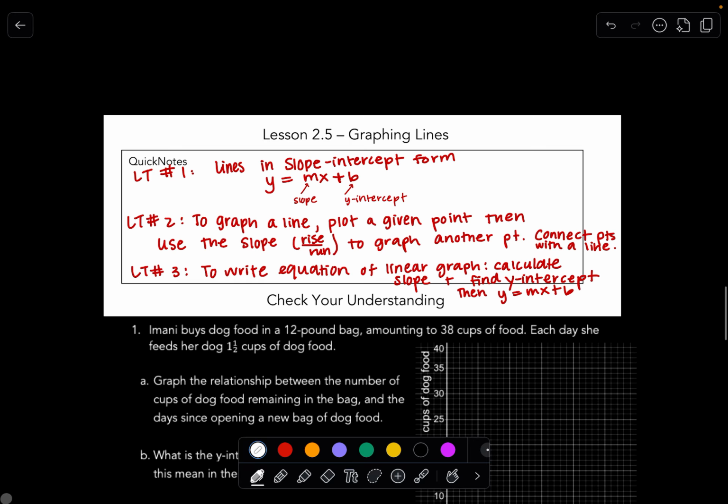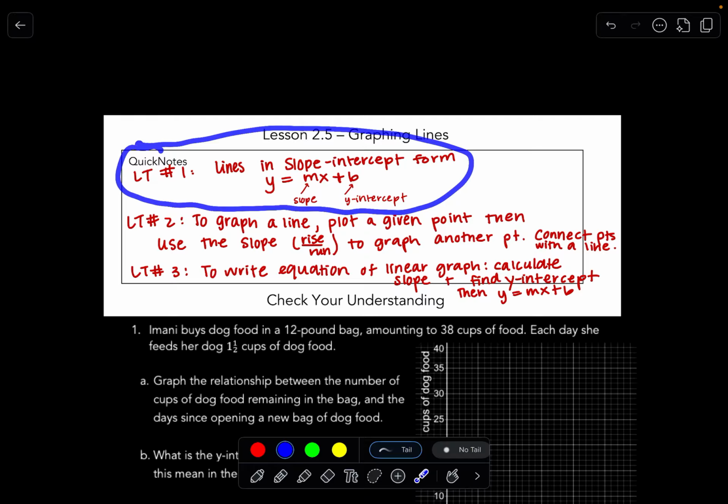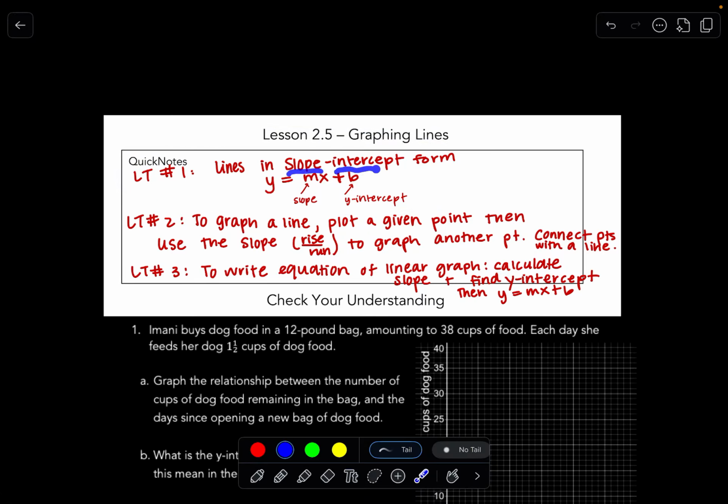We had 3 learning targets. Learning target number 1 was lines in slope-intercept form. This is the name. This is the go-to equation, the one that is often taught first. There's more than one form of the linear equation, by the way, but this is the first one you're going to deal with. So y equals mx plus b.